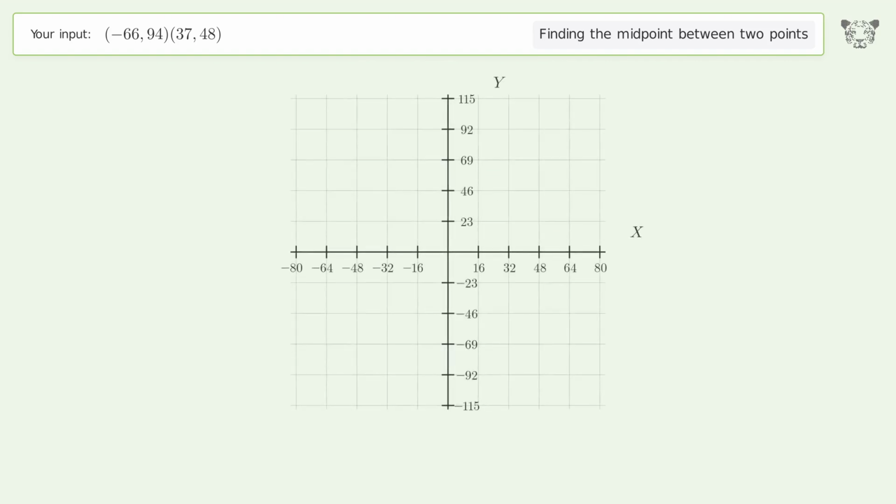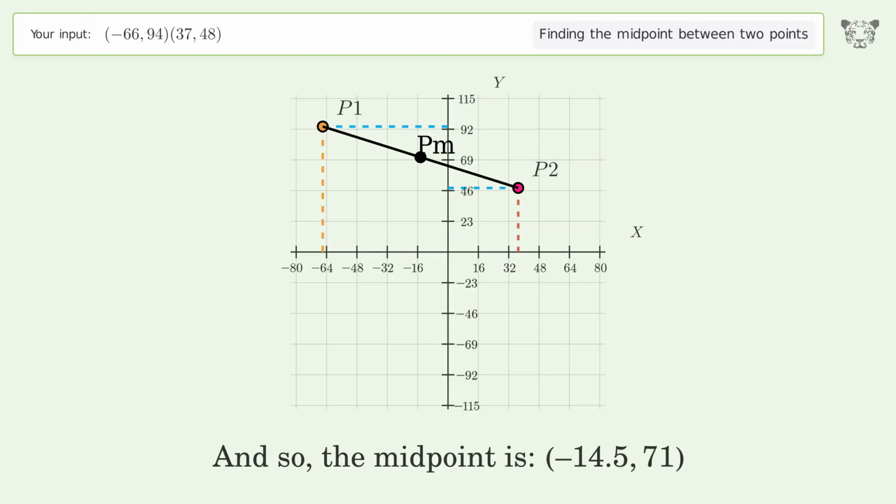And so, the midpoint is negative 14.571.